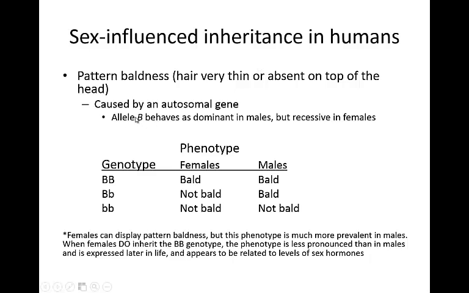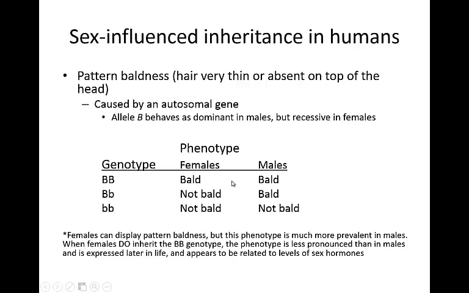So in males, the dominant B here behaves as dominant, but in females it happens to be recessive. So if we look at the genotype, if you're homozygous, capital B here, females will be bald, males will be bald. If you're heterozygous for this, females, because for some reason it acts as recessive in females, females will not be bald, but males will be bald. If you are lowercase b, in this case, the females not bald, males not bald.